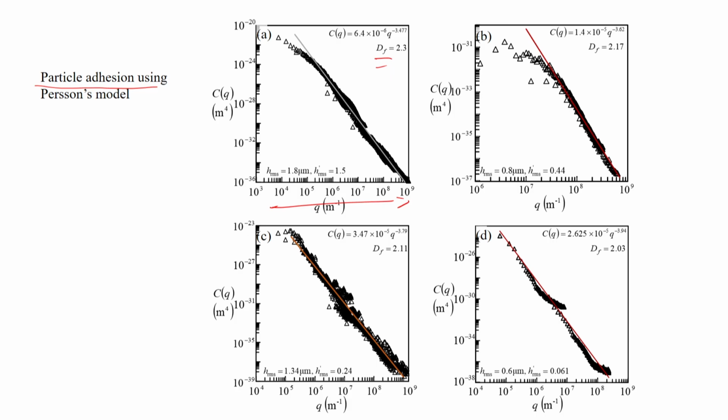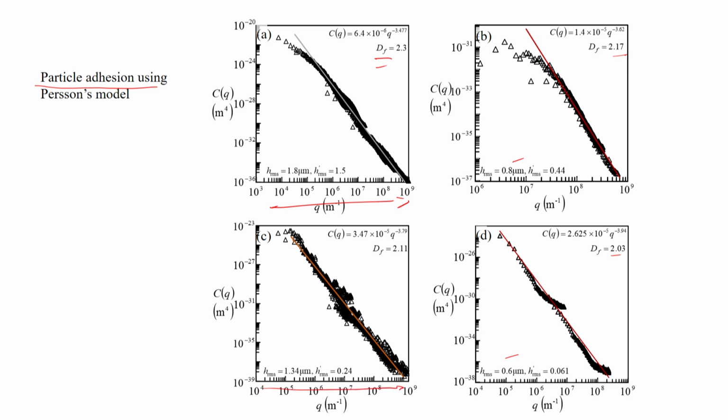And as you can see, we have here, let us say, an HRMS of 1.8 micron with fractal dimension 2.3, here it is 0.8 micron, 2.17, here it is 0.6 micron, 2.03, like that. So, this HRMS, or H-RMS, whatever is written here, is considering the whole range of these features, that means from very small to large.